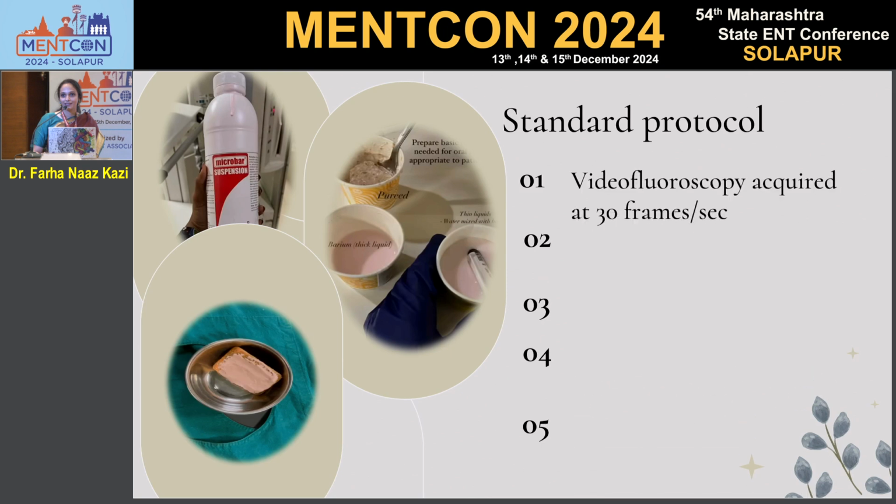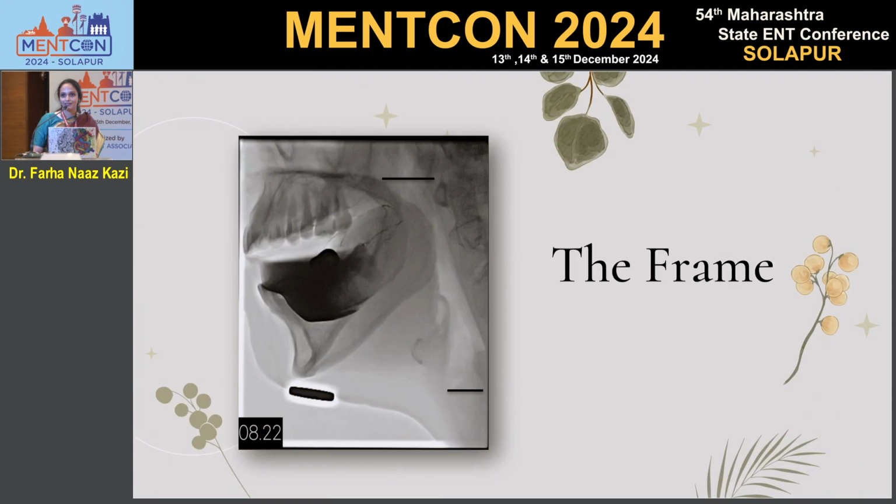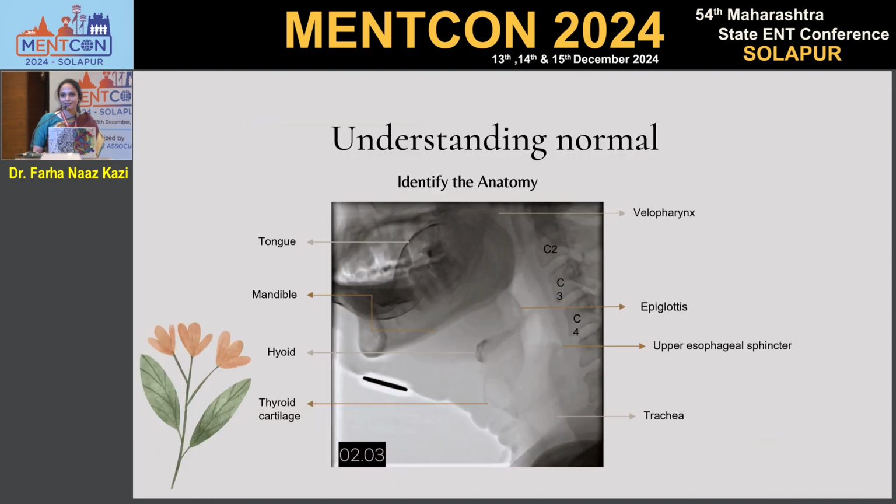It starts off by acquiring the video fluoroscopy at 30 frames per second. We use a very low concentration of barium, around 20% weight per volume. The swallow has to be a non-cued swallow, and we test various consistencies, and recordings are both lateral as well as anterior-posterior. So what is the frame? The frame needs to cover from the velopharyngeal sphincter up to the level of the upper esophageal segment.